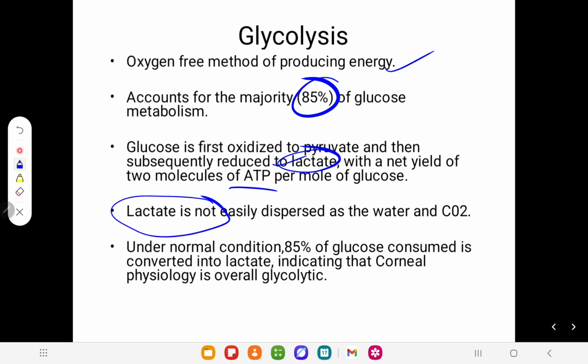So under normal conditions, 85% of the glucose consumed is converted into lactate, indicating corneal physiology is overall glycolytic. That means the majority of the metabolism is by the anaerobic method, and the byproduct is lactate. That's very important. We will discuss it.